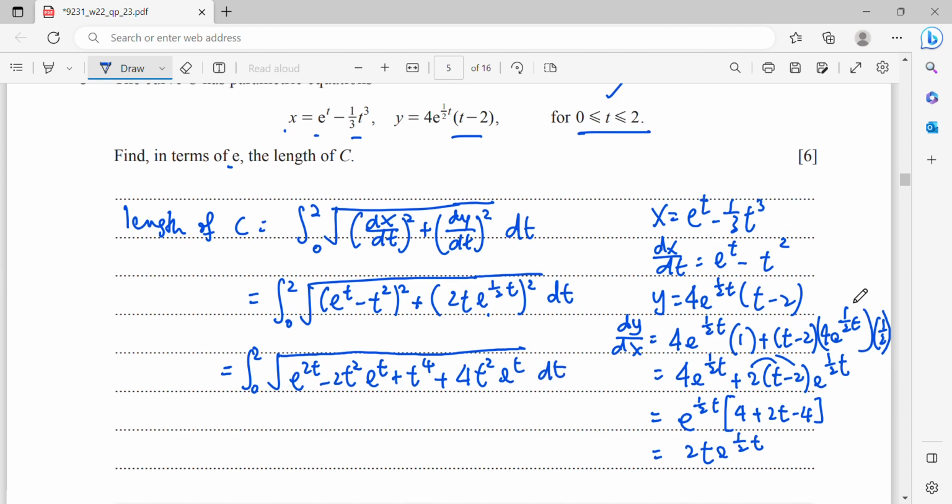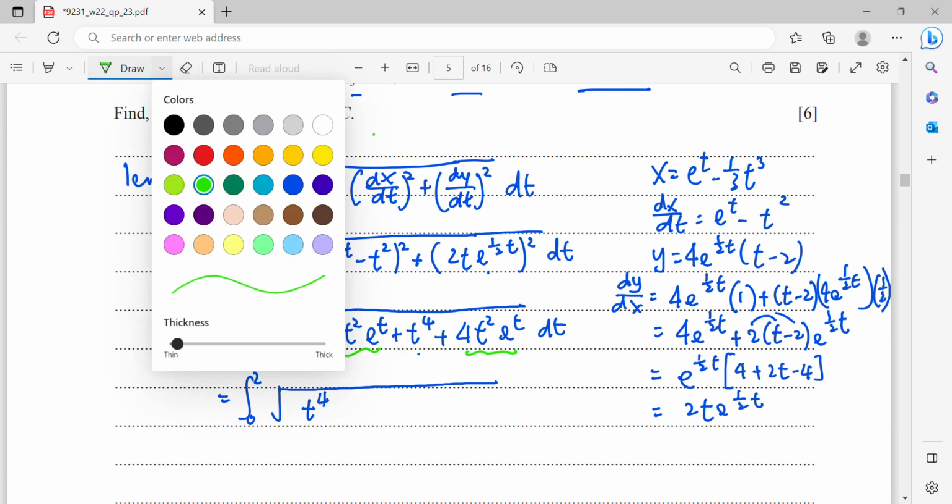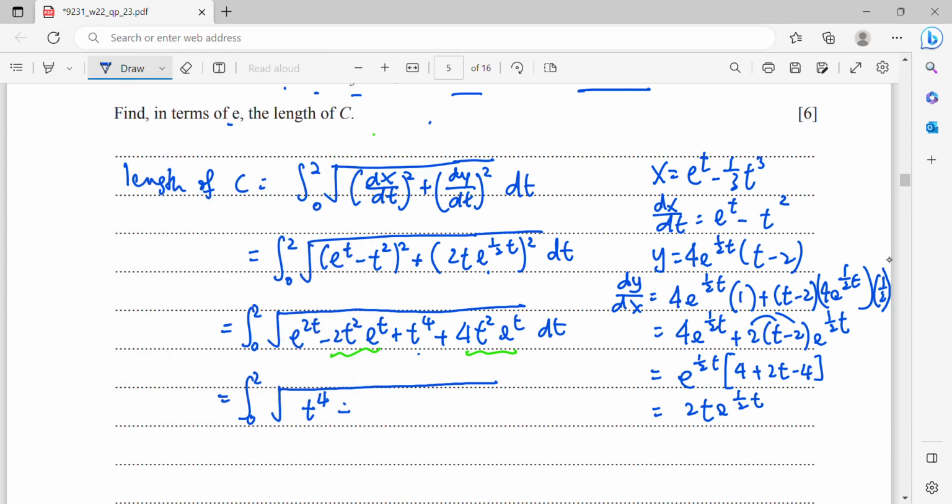Okay, now we may further simplify it before we integrate. So I will rearrange first t to the power 4 as the first term. Okay, after that, the second and fourth term can be simplified. Then you will get positive 2t squared e^t and leave the e^(2t) at the back.